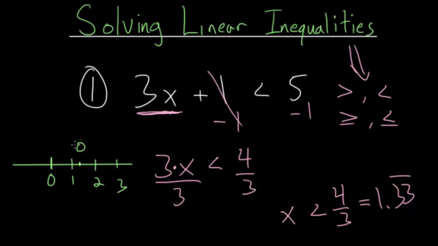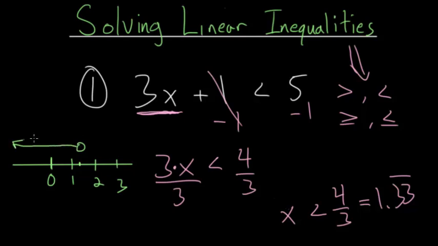And I'm going to use an open circle since x is less than 4/3, but we don't have it being equal to 4/3. If it was less than or equal, then we would fill in the circle to show that that particular point is included as well. But in this case, since it's not equal to, we'll leave it as an open circle. And we want all x values less than 4/3.